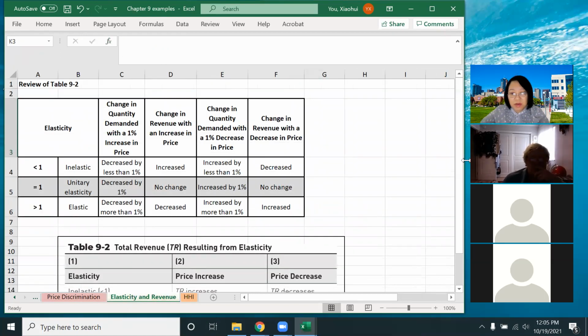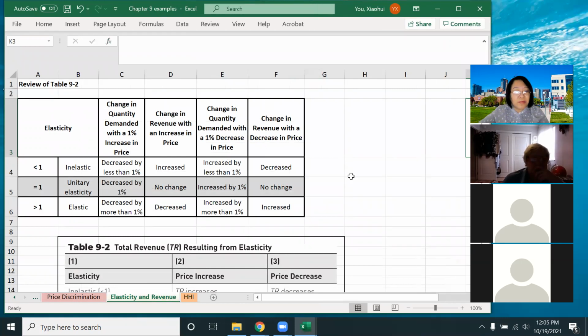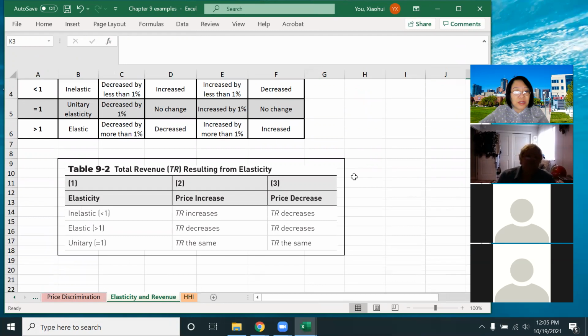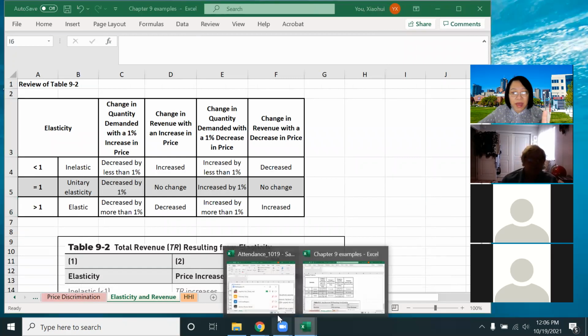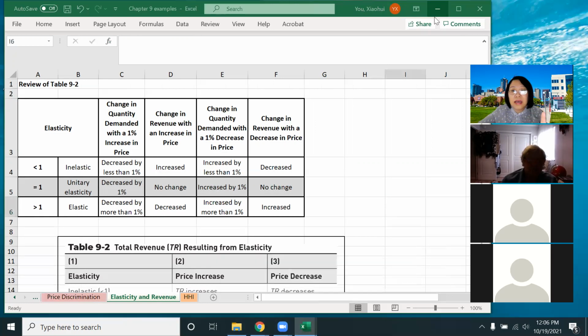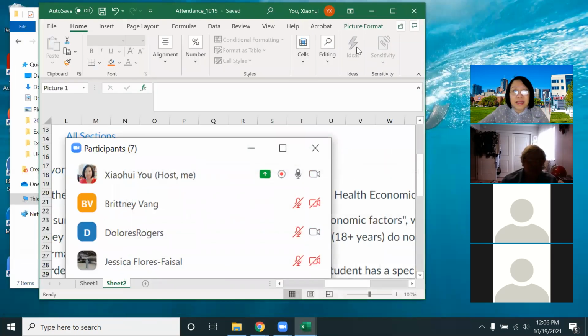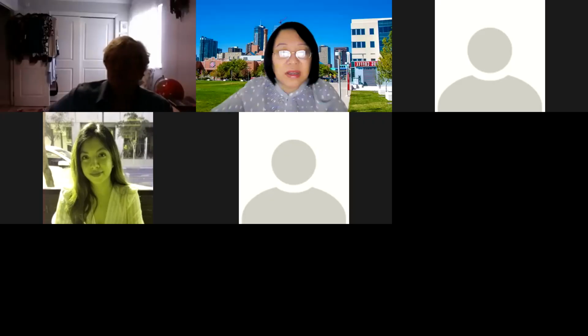Now let's look at elasticity and the revenue. In chapter 9, we have this information about the elasticity. If the elasticity is less than 1, that's inelastic. Equal to 1, that's so-called unitary elasticity. And if greater than 1, that's elastic. So be careful. I told you to open the elasticity one. Let's open the slope versus elasticity.